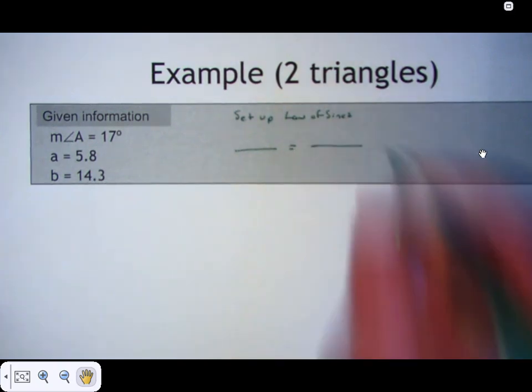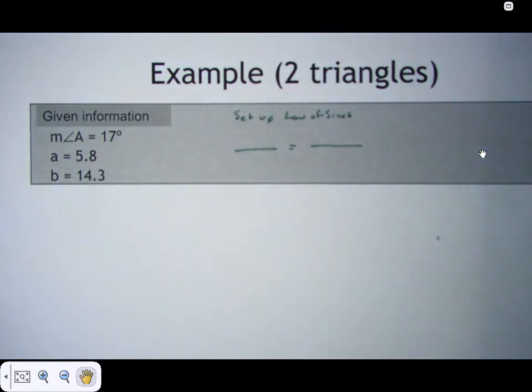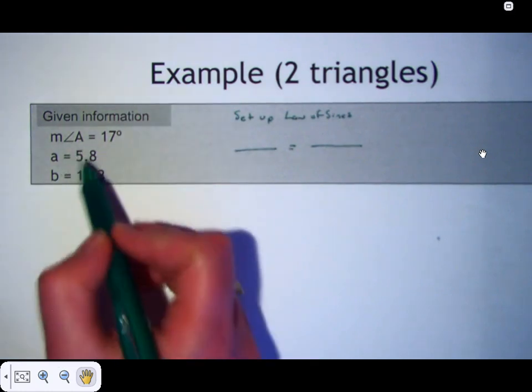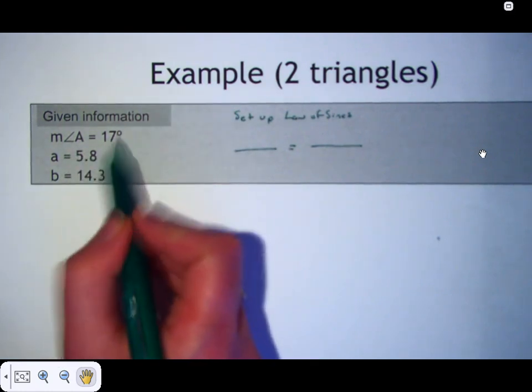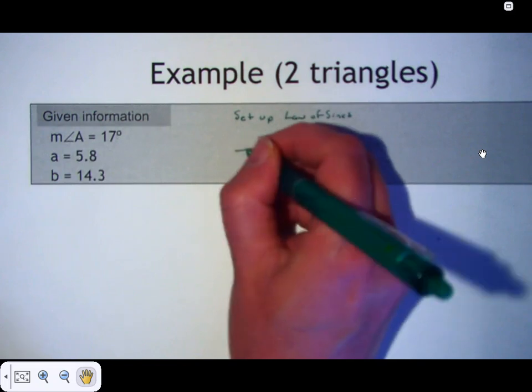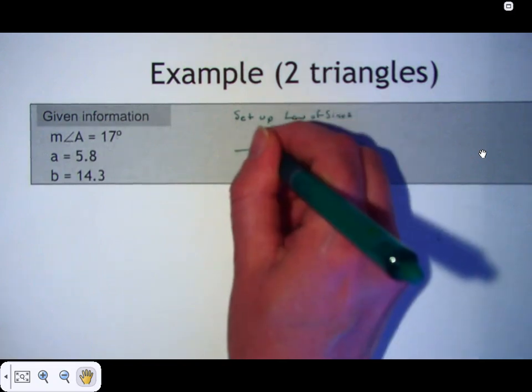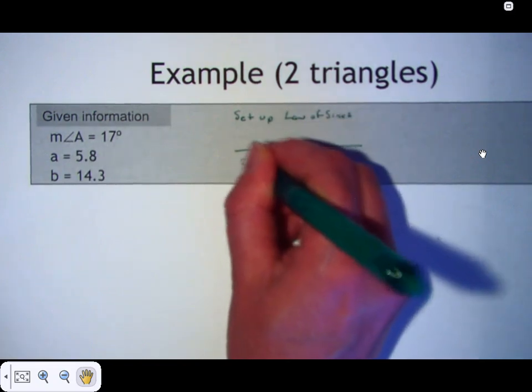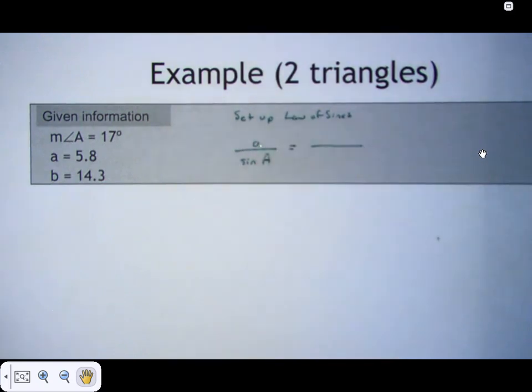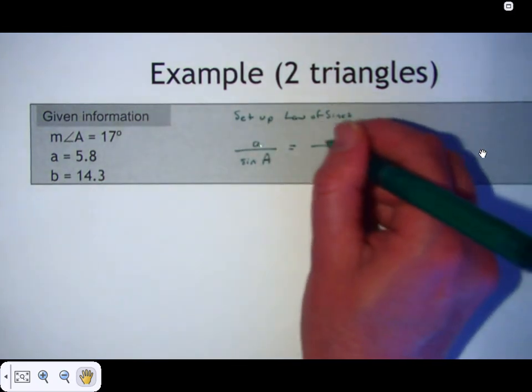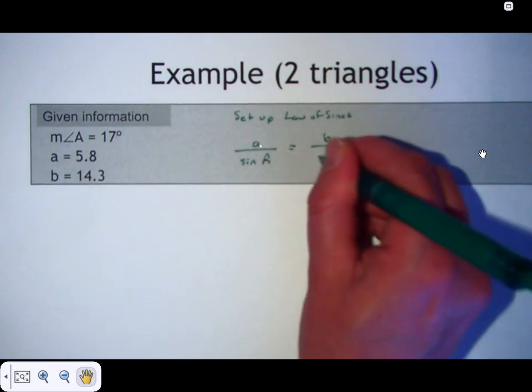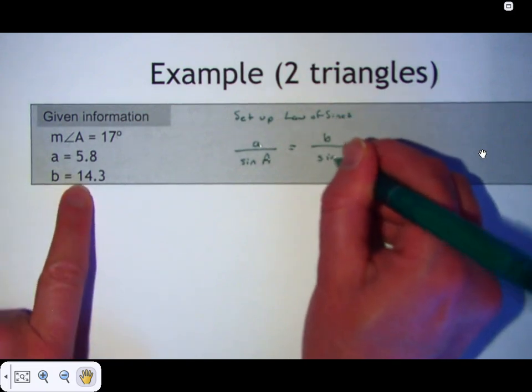And by the way, if you printed the notes, it probably has this one all worked out for you, all pretty. It's not going to be as pretty when I do it as when she does it, but we're going to look and say, okay, this is what I have. So I know that I can do the side a over sine A equals, and I'm going to go b over sine B because they gave me a b.